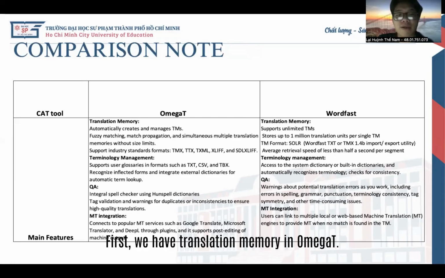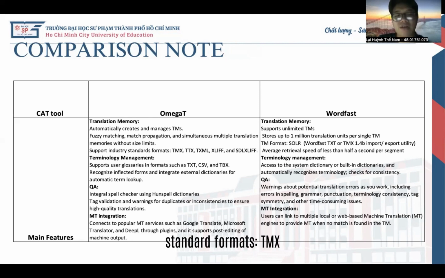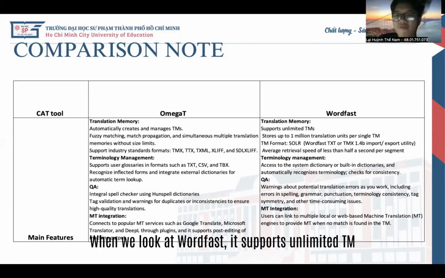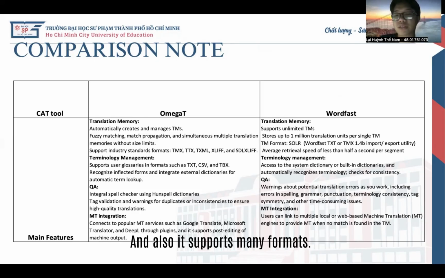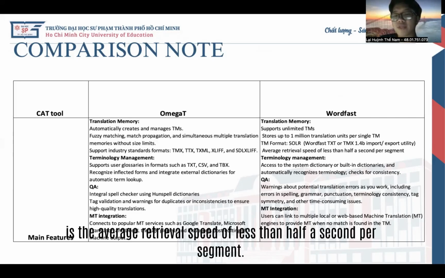First, we have translation memory. In OmegaT, we have automatic creation and management of TMs, matching, match propagation, and it also supports many standard formats, TMX, TTX. When we look at WordFast, it supports unlimited TMs. It stores up to 1 million translation units per single TM, and also it supports many formats. And one of its plus points is the average retrieval speed of less than half a second per segment.